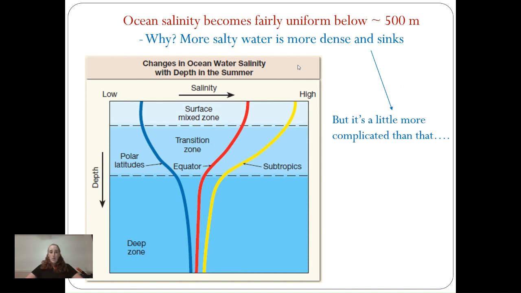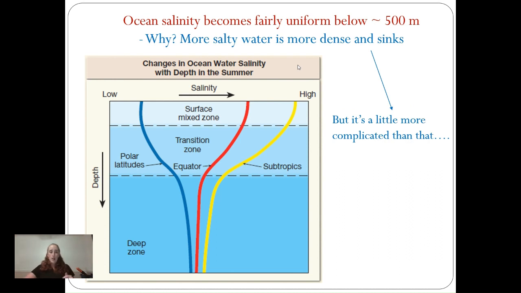If we look at depth, if you took a submersible down and you go below about 500 meters, ocean salinity becomes pretty uniform. If you have different areas on the surface that are either more salty or less salty, as soon as you go below 500 meters, it's all the same. It's usually the same salinity.